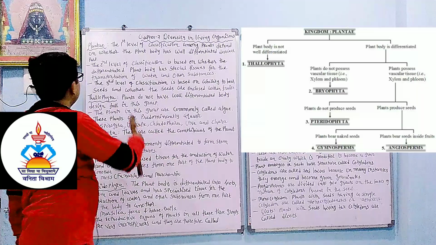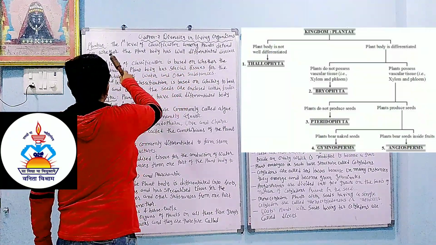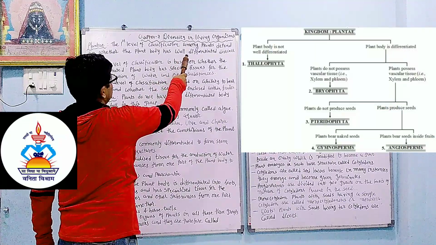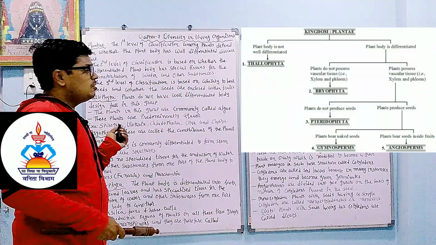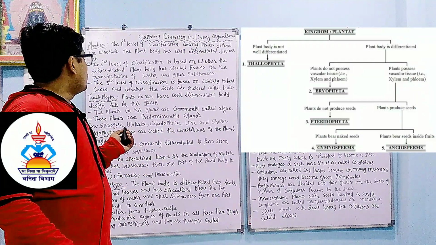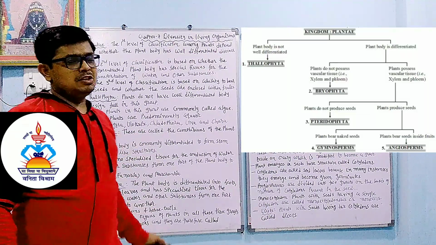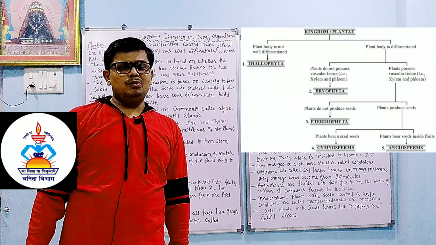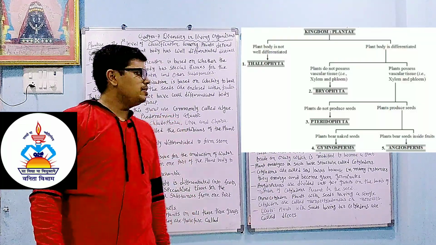First, plantae. The first level of classification among plants depends on whether the plant body has well differentiated distinct parts. So the classification of plantae depends on whether a well differentiated body is present or not, whether stem, leaf, root are present or not. On that the classification depends.